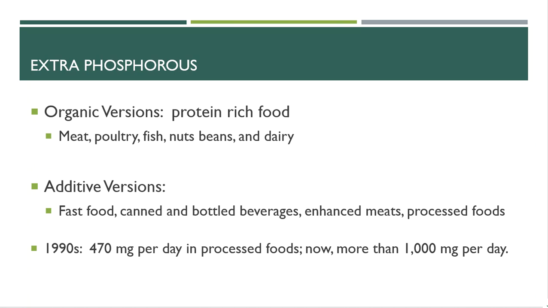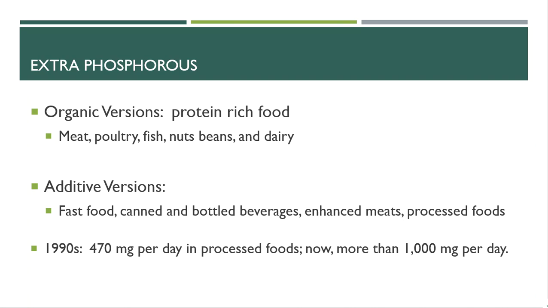Now, there are organic versions of phosphorus or phosphate. And these organic versions are going to be found in very normal, what you would call healthy associated foods. This could be meat, it could be poultry, it could be fish, it could be nuts, it could be beans, and it could be dairy. All of these will typically carry a very good source of phosphorus. And I say good source because, again, your body does need it. But where's the time where it begins to get too much?